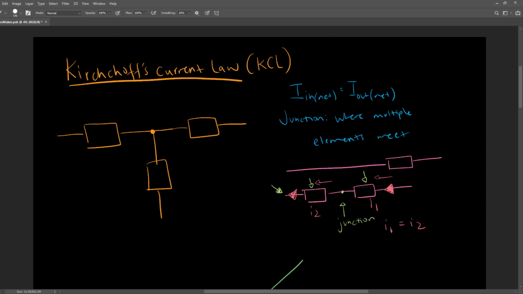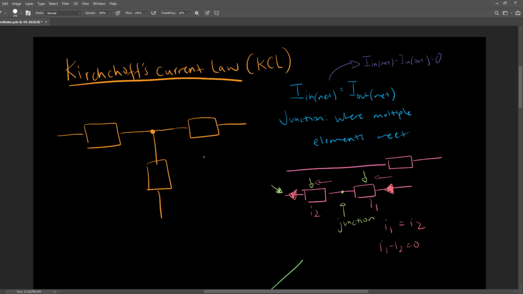And by this definition, it also implies that I1 minus I2 is equal to 0. So we can also add to our definition that the net current in minus the current out is equal to 0. That's what Kirchhoff's current law means, and this is, of course, in reference to a junction.